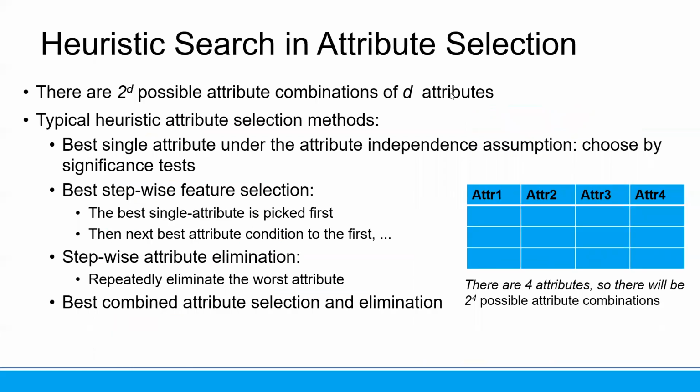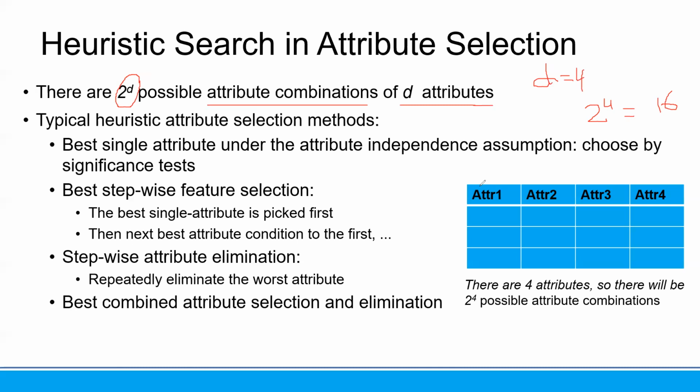There is another way, we call it heuristic search. In the heuristic search, we will select the attribute combination. For example, I have 2 to the power of d possible attribute combinations of d attributes. So if d equals 4, then there will be 2 to the power of 4, which means there will be 16 possible combinations.